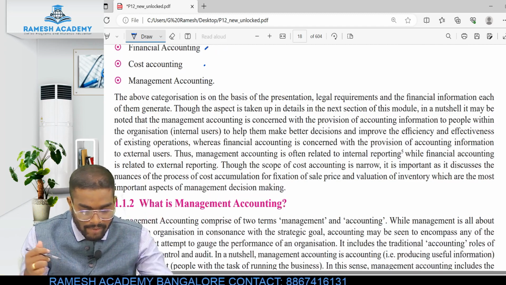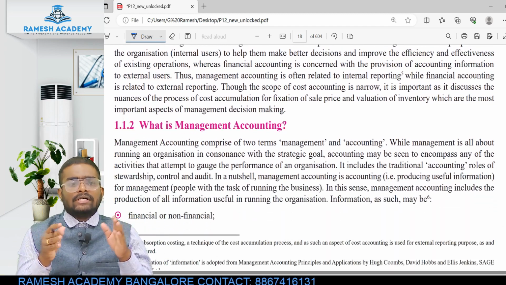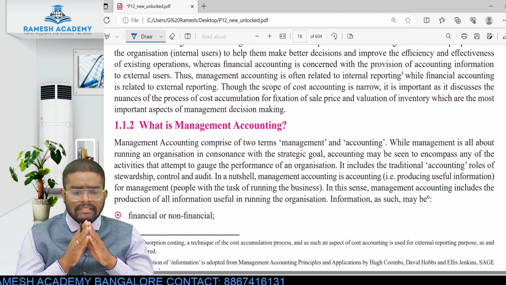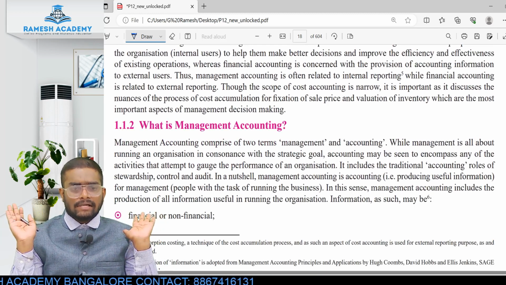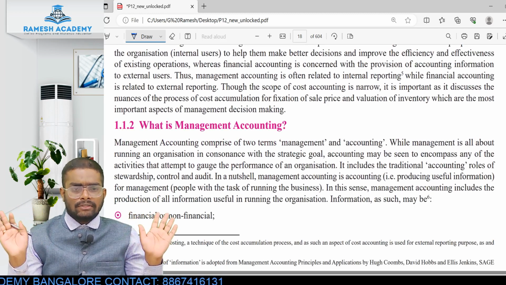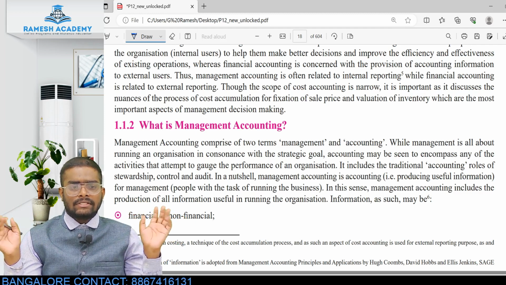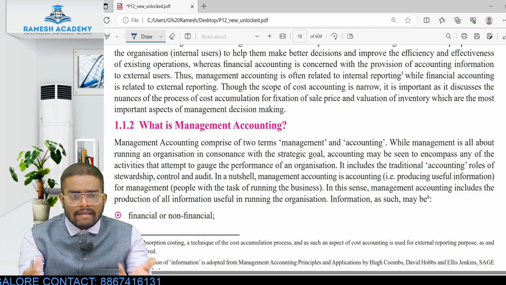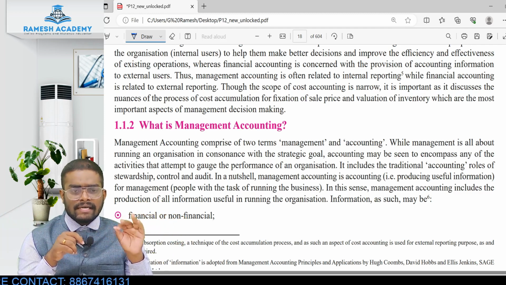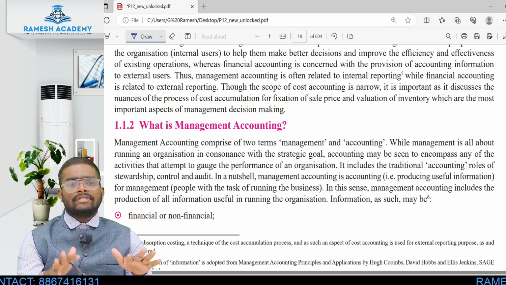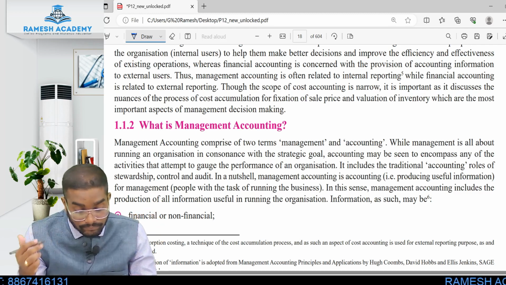So next we have management accounting. We will be going into detail in this particular subject. We will be learning all the tools and techniques which will be useful in real life scenarios, so we can implement this management accounting in real life scenarios in companies.